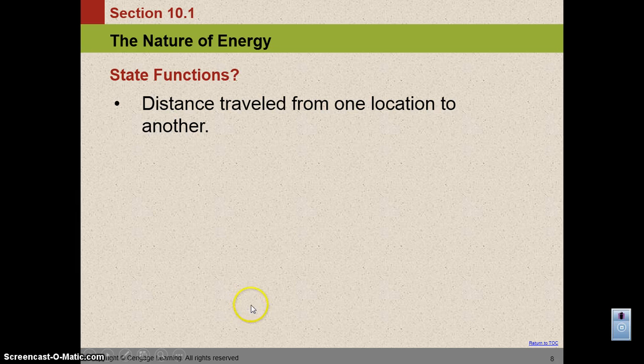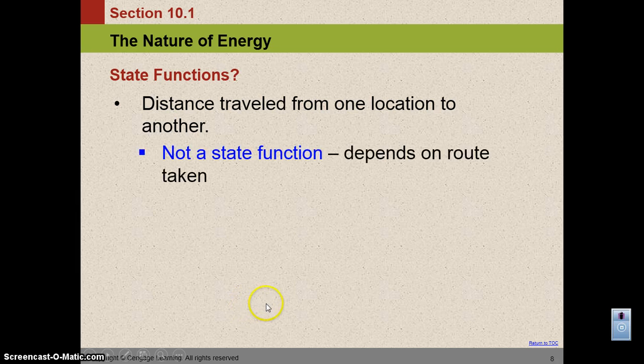Distance traveled from one location to another, is that a state function? It's not, because that depends on the route that you take. So I could go from here to Deloge, and I could take 8 highway, or I could go from here to Deloge, and I could go through Ludwood, and I could take the old highway. So I'm still going from here to Deloge, but I have different routes. Since the distance traveled from one location to another could vary depending on the route taken, it is not considered to be a state function.